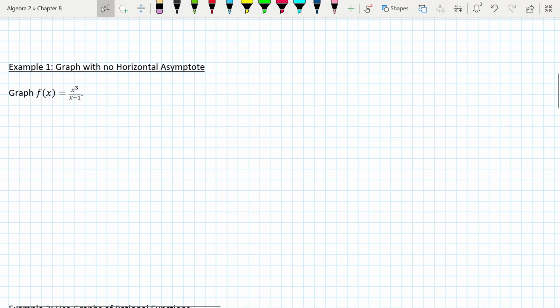All right. So example 1, graph with no horizontal asymptote. And I can tell that because the degree of the numerator is 3 and the degree of the denominator is 1. That means the degree of the numerator is larger. So what do I have to do? I'm going to find the vertical asymptote by taking the denominator and setting it equal to 0. And that would be x equals 1. So basically, what I have is a coordinate plane.